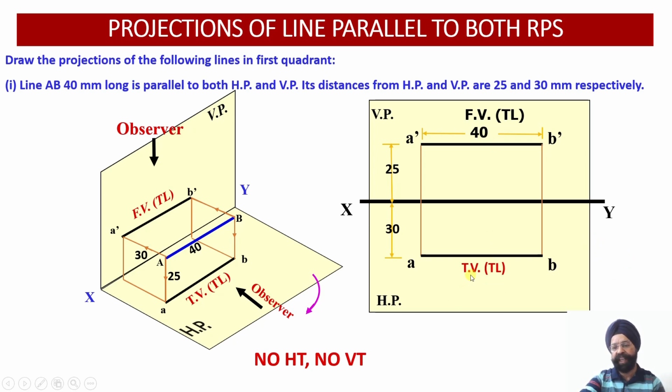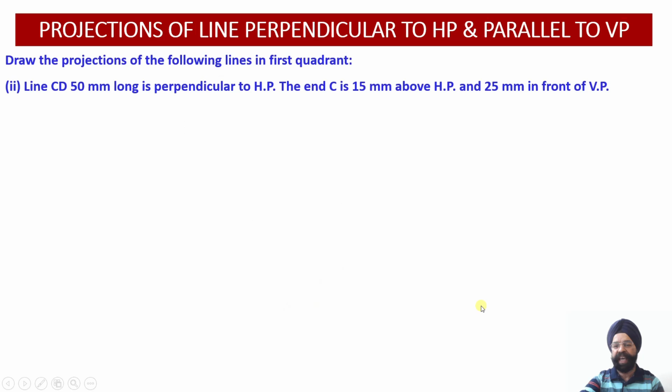And this is my top view, which is again the true length. So this is the complete description about the line which happens to be parallel to both the reference planes. So you are going to obtain true length of the line in the front view and true length of the line in the top view. So this position, that is distance above HP, will appear here. Distance in front of VP will be appearing below the XY line.